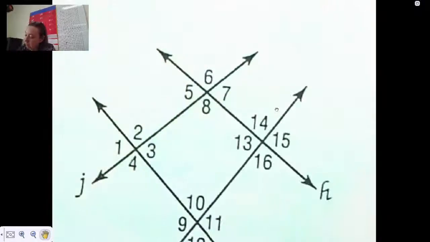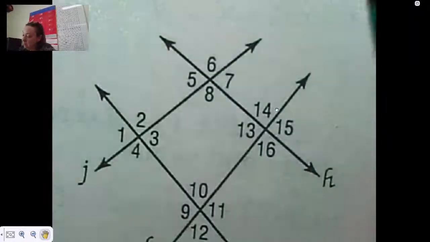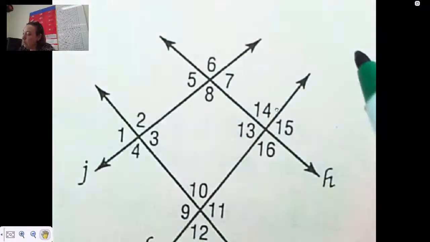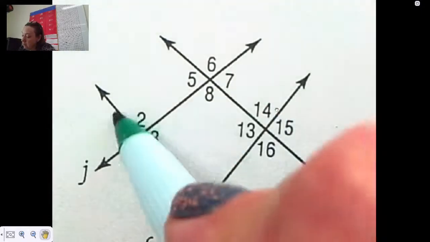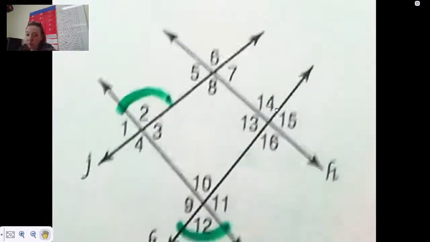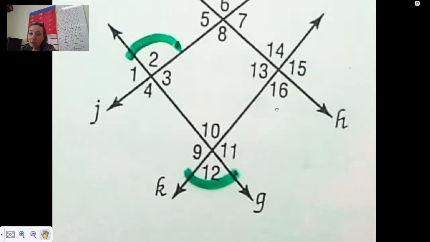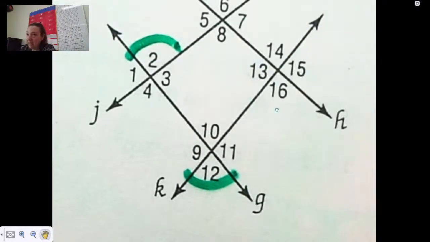Okay, what about 16? 2 and 12. 2 and 12. You would just put alternate exterior. Or whatever it was. What was it? Alternate interior. 2 and 12. Alternate exterior. So let's identify our transversal.